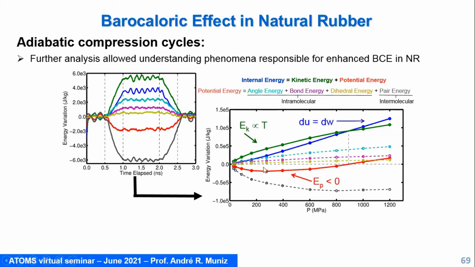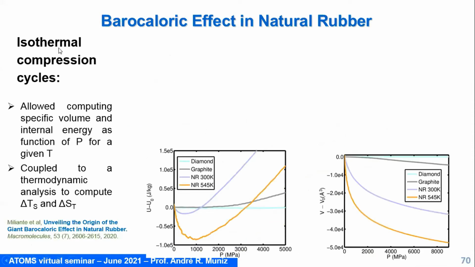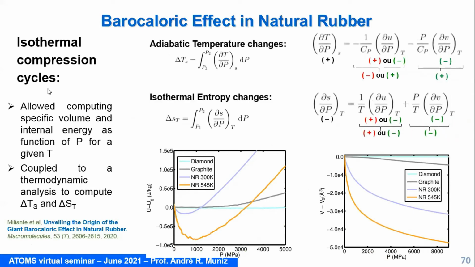And we could evaluate them for a wide range of pressures, and you could see that for the range they did the experiments, indeed there's a decrease in this potential energy and consequently an increase in the kinetic energy of the system. We analyzed in a different way the same process, using completely different calculations, using isothermal compression cycles, and we could find, using an atomistic thermodynamic model, the influence of the two main effects that are responsible for this significant barocaloric effect.